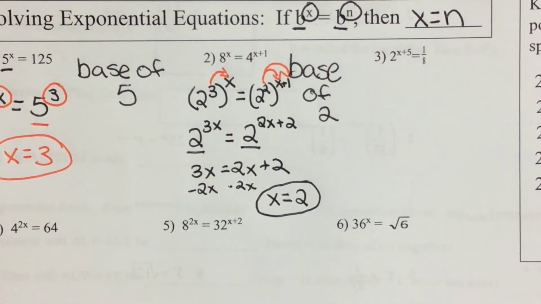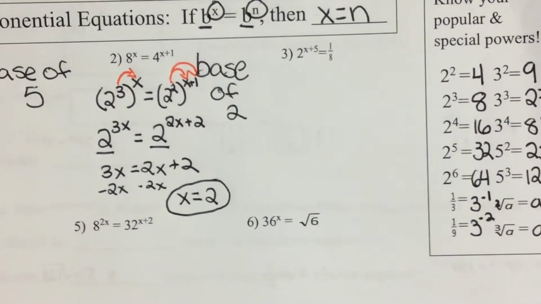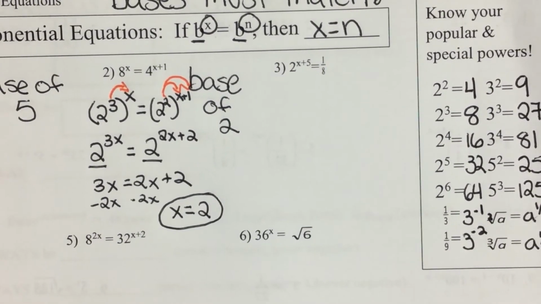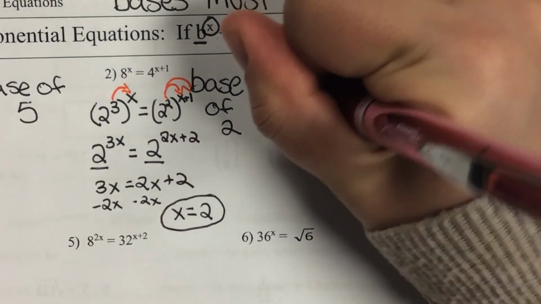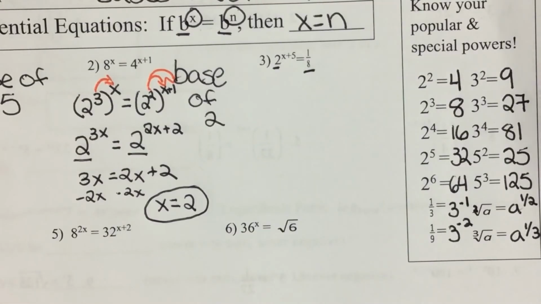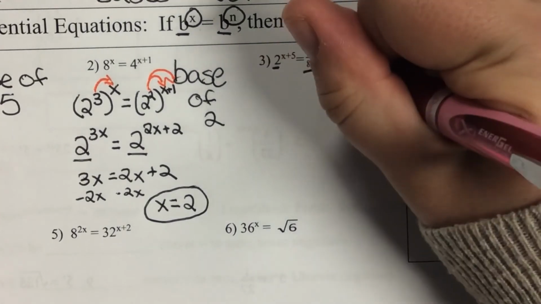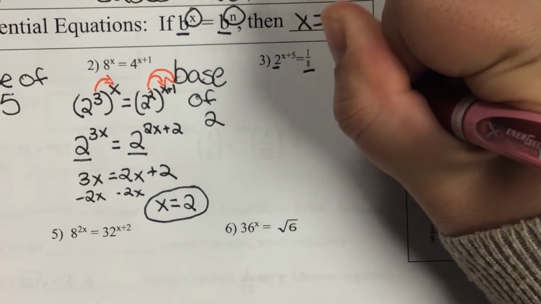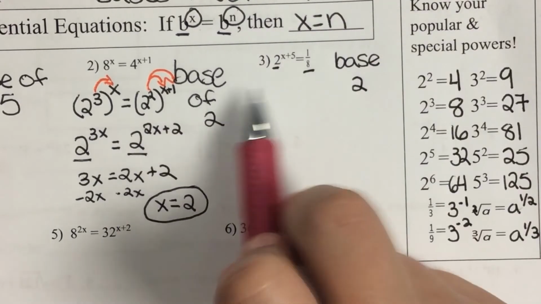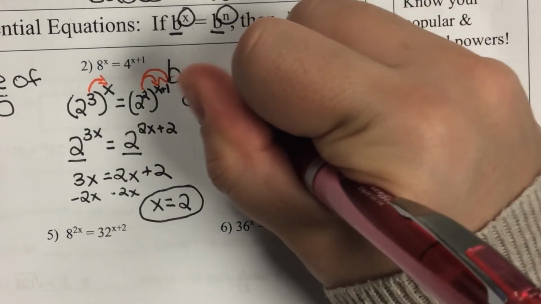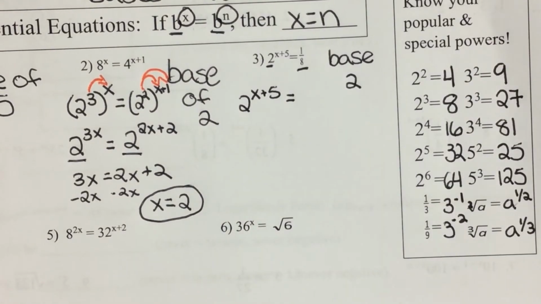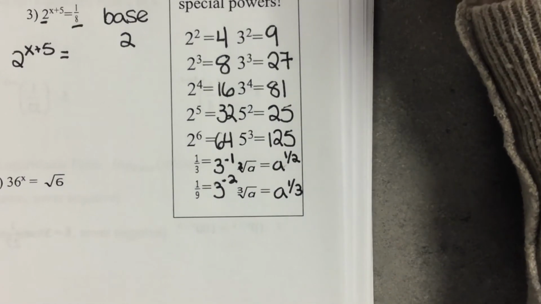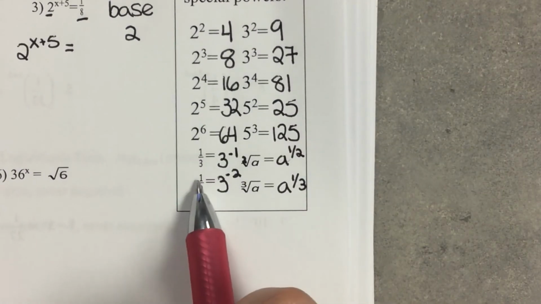All right. Number 3 is a little bit harder because we've got a fraction here, but we can handle fractions. If we see 2 and 8, what base comes to mind? A base of 2 should come to mind. So this is already written with a base of 2, so we can just keep 2 to the x plus 5 power. But now 1/8, how do we write that? Well, let's look over here. Do you see 1/8 in your chart? No, but we do see 8.